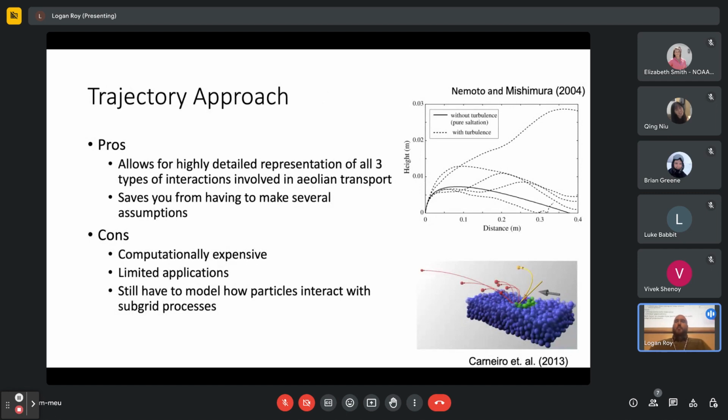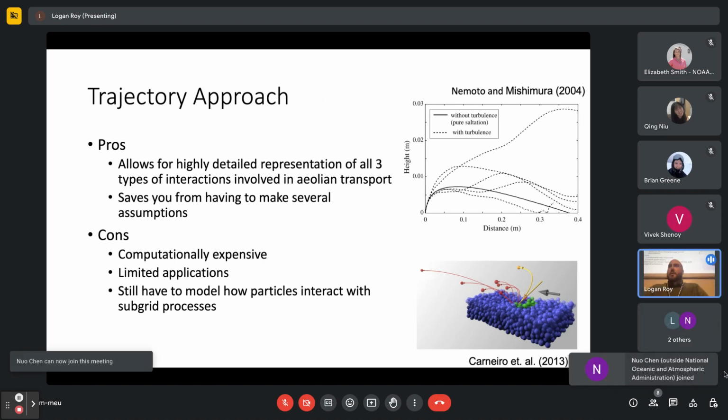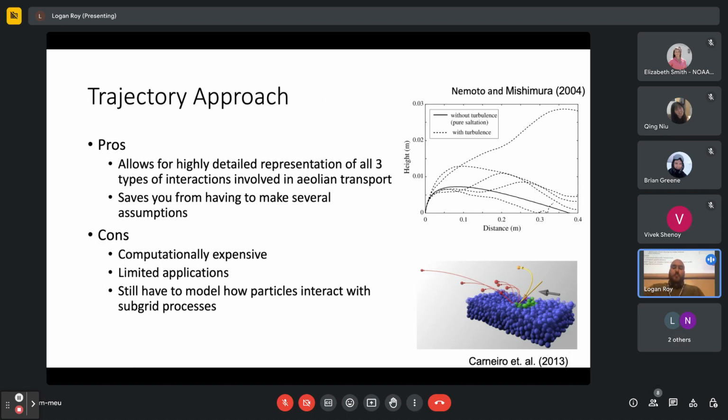I do want to talk about some of the pros and cons of these two, starting with the trajectory approach. The pros: it allows for a really highly detailed representation of the three different types of interactions involved. You can play around with the process level. A lot of the results for these kinds of things are useful in the two-fluid approach. You don't have to make as many assumptions. You're explicitly simulating the trajectories of particles in the turbulent flow.